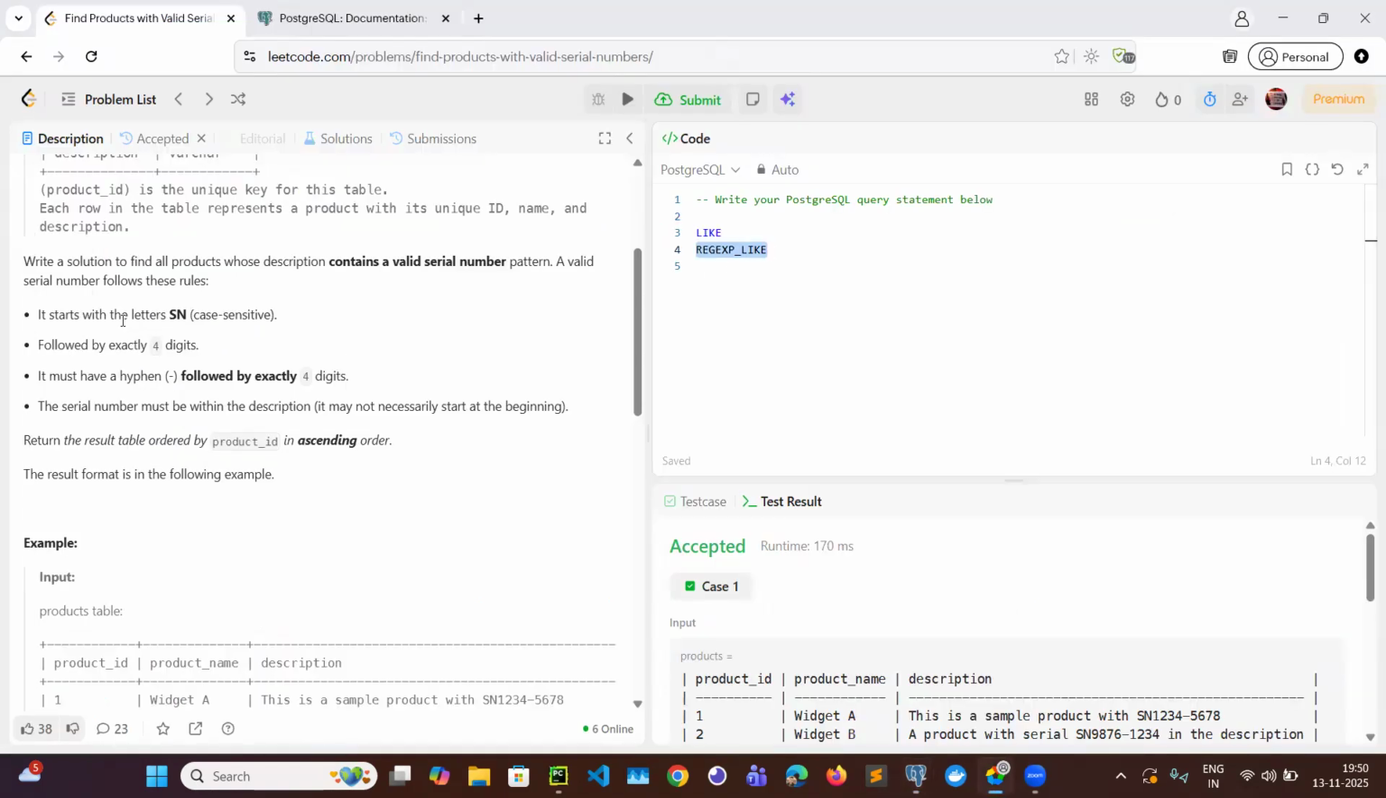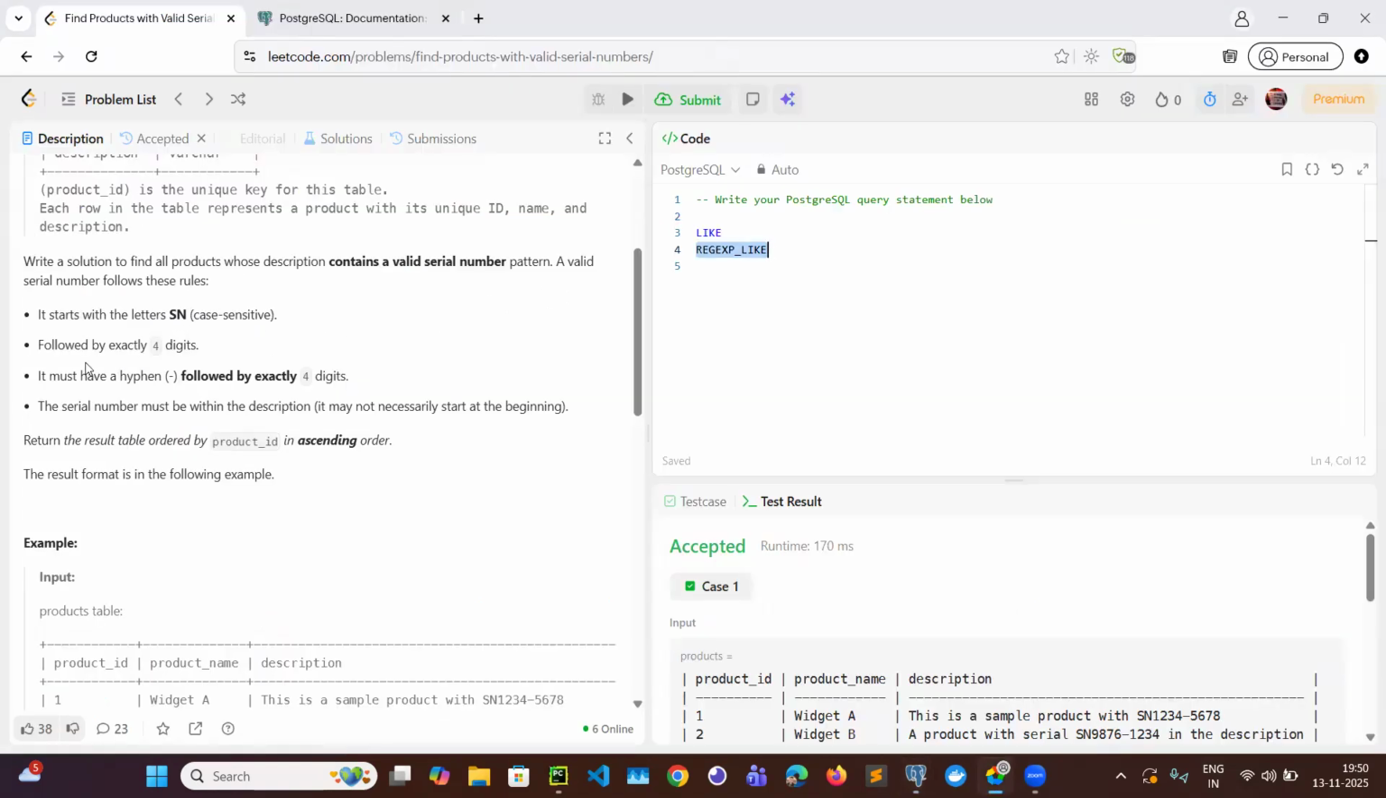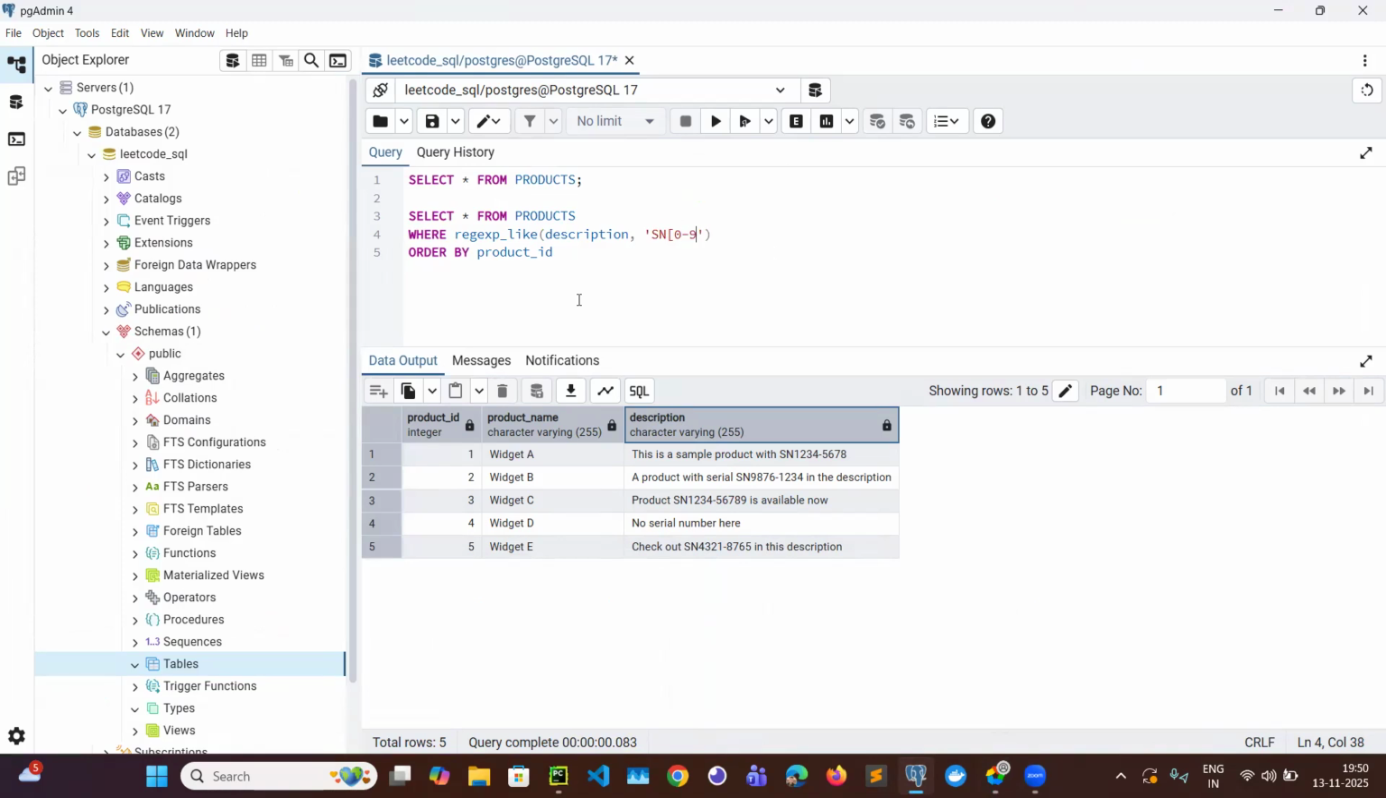It should start with the letters SN, followed by four digits. And when we say digits, it could be 0 to 9. When we give 0 to 9 in square brackets, it means any digit between 0 to 9, but they have mentioned 4, which means it will come 4 times.